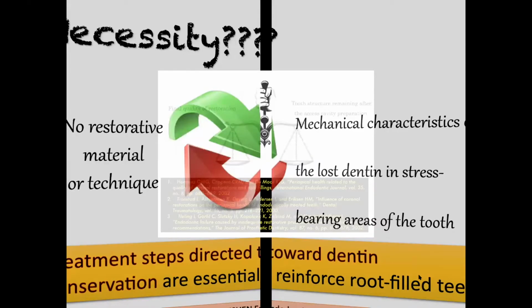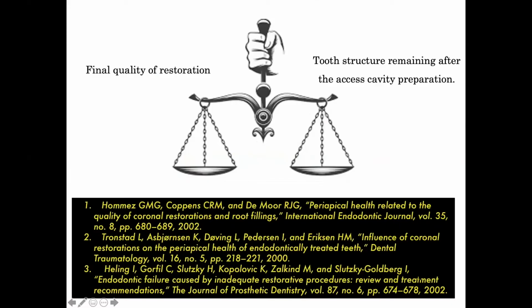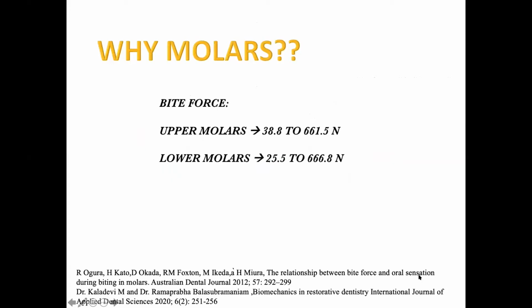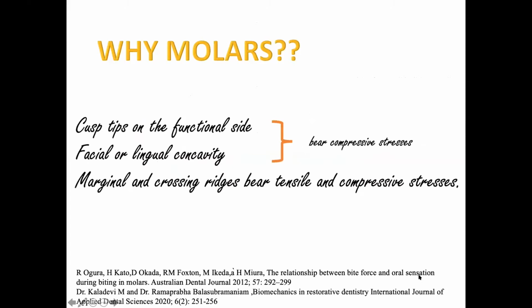So as we saw, the final quality of restoration is directly proportional to the tooth structure remaining after the access cavity preparation. So why particularly molars? Why are we concentrating more on molars? It is because the bite forces in the molars are considerably higher. Especially the cuspal tips, the marginal and the cross ridges bear a high amount of compressive stresses. In order for the molars to maintain these compressive stresses, it is better to preserve as much dentine and all these important landmarks as possible, so that the longevity of the tooth is increased.